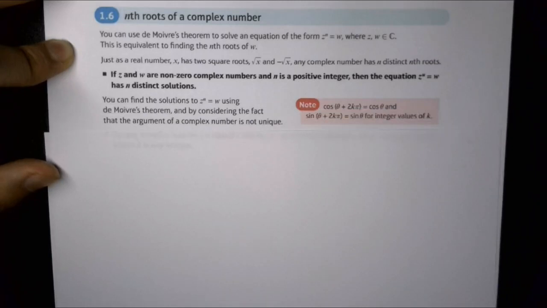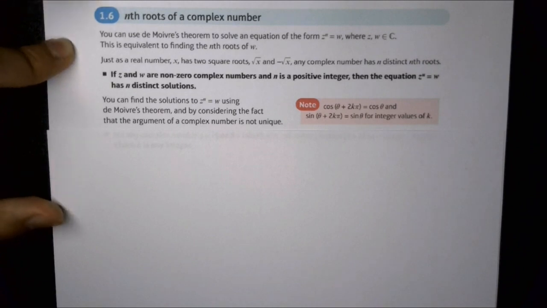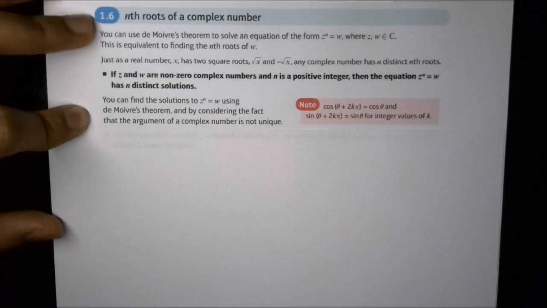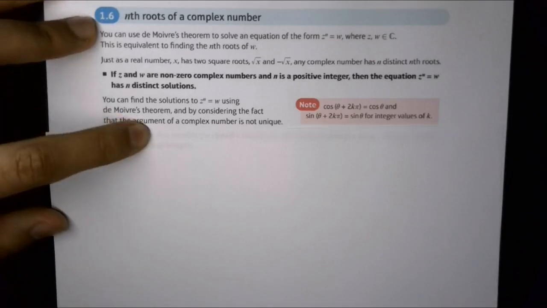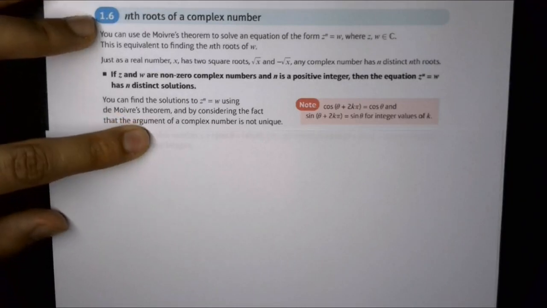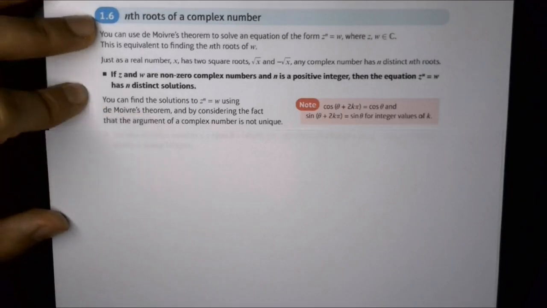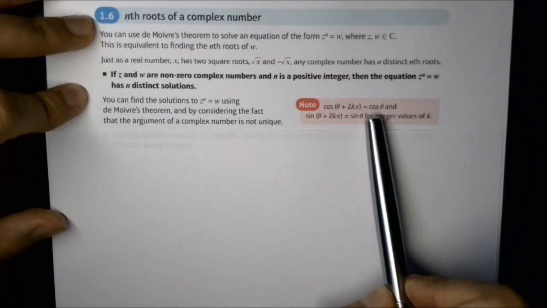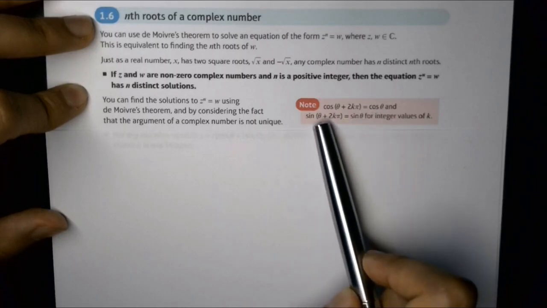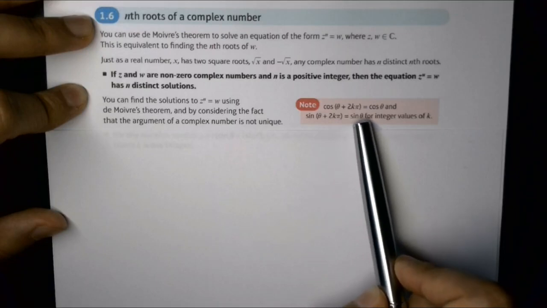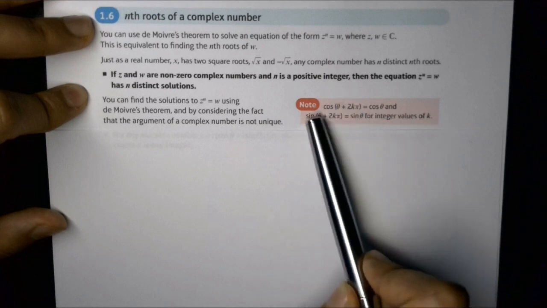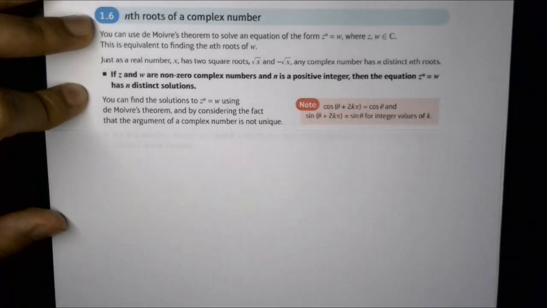And you can find the solutions to z to the power of n equals w using De Moivre's theorem, and by considering the fact that the argument of a complex number is not unique. Now, what does it mean when we talk about the argument of a complex number not being unique? Well, we know that cos of theta plus 2k pi equals cos theta, and sine of theta plus 2k pi is equal to sine theta for integer values of k. In other words, cos and sine repeat every 2 pi radians, and that makes total sense.